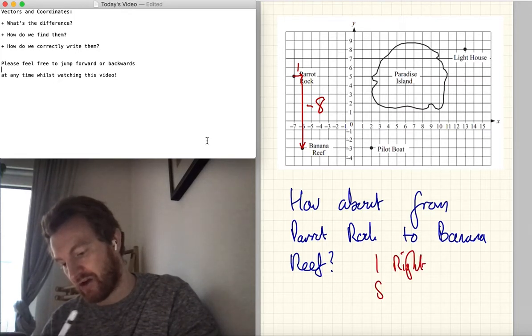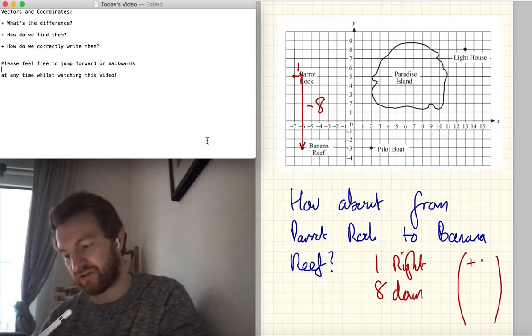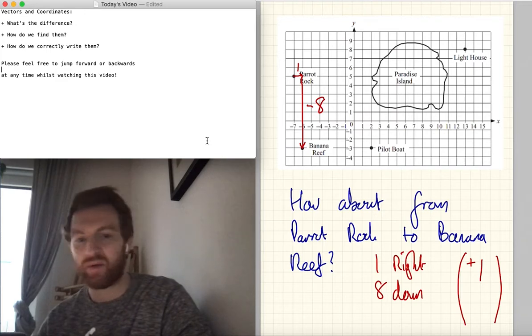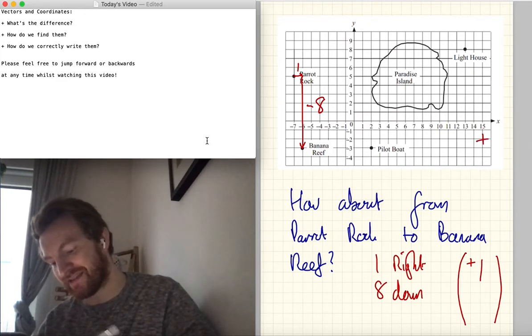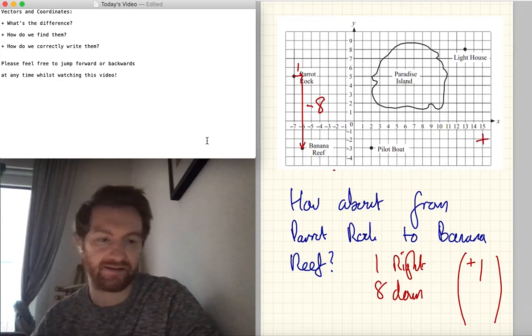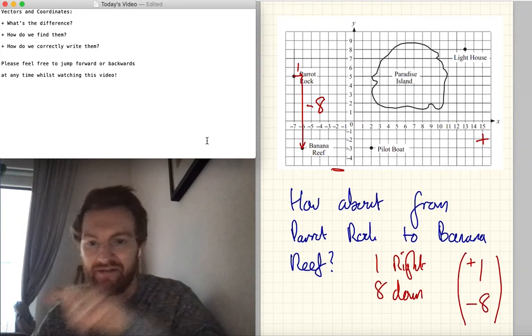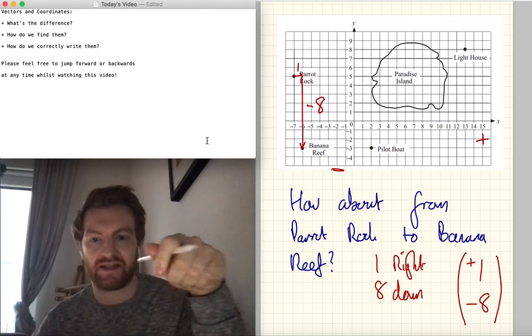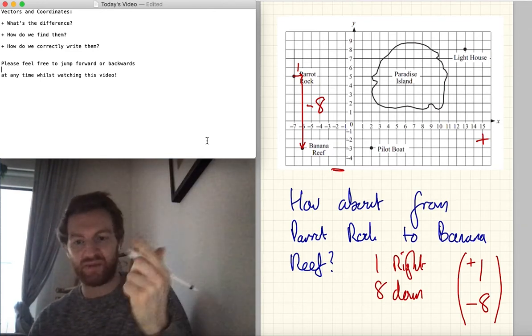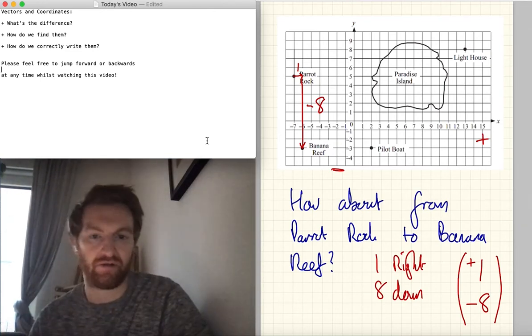As a column vector, we're going positive 1 because it's going to the right, and that's going towards the positive numbers. But we're going down, which is towards the negative numbers, so it's negative 8. So left and right first, up and down second. We can see down is negative and up is positive. If you forget that, you can just look at the graph.